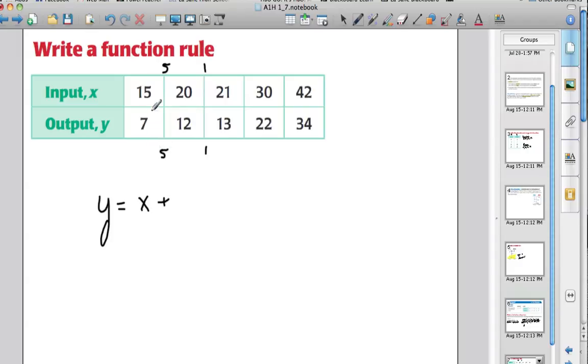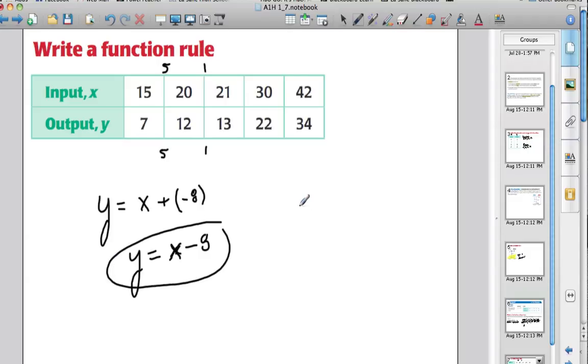Now let's look at the difference here. 15 minus 7 is 8. 20 minus 12 is 8. 21 minus 13 is 8. So you can see y is always 8 less than x. So that would be adding negative 8 to either side. Or I could say y is equal to x minus 8. Okay, so what I did is I looked at how y changes as x changes, and I also looked at the difference between x and y, repetitively looking for patterns. Okay, and there's my function rule.